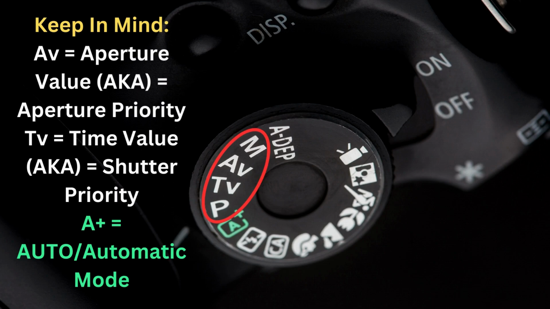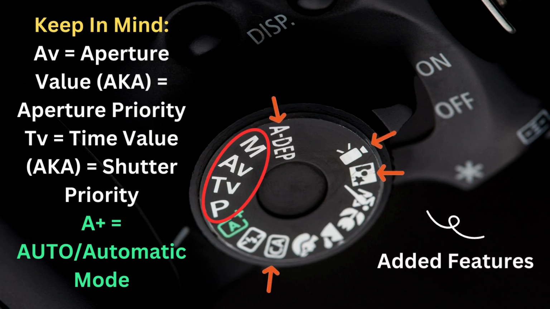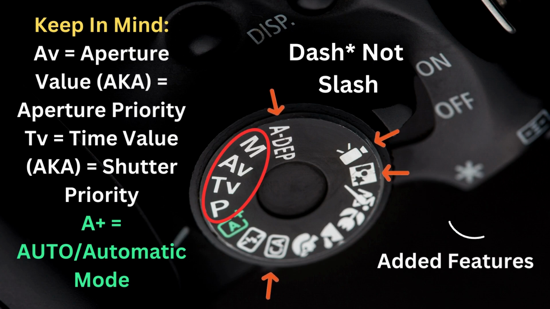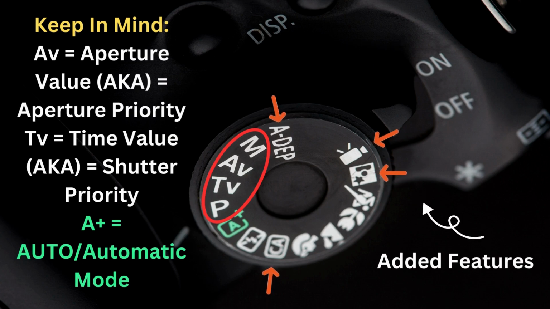Now, another shooting mode you notice on this camera is A+, and it's all in green, much like the auto was all in green on the previous camera, and that's because it's the same exact shooting mode. A+ also stands for automatic mode. Now we notice a few added features that were not on the previous camera. One is A/depth, which stands for automatic depth of field.